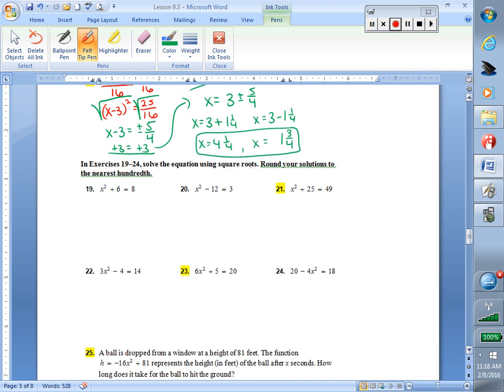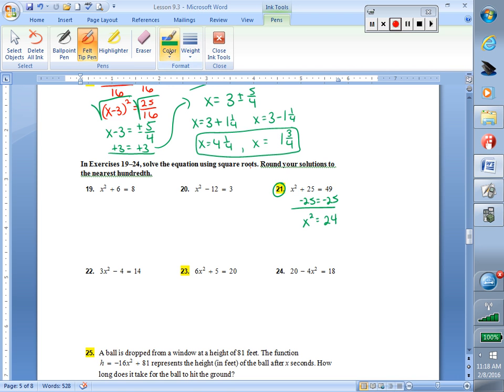Let's take a look at 21. How we solve, same thing. We're going to subtract the 25. We need to get that squared term by itself. So x squared equals 24. If I take the square root of 24, I'm not going to get a nice number like 5 or 7 like we were getting earlier.